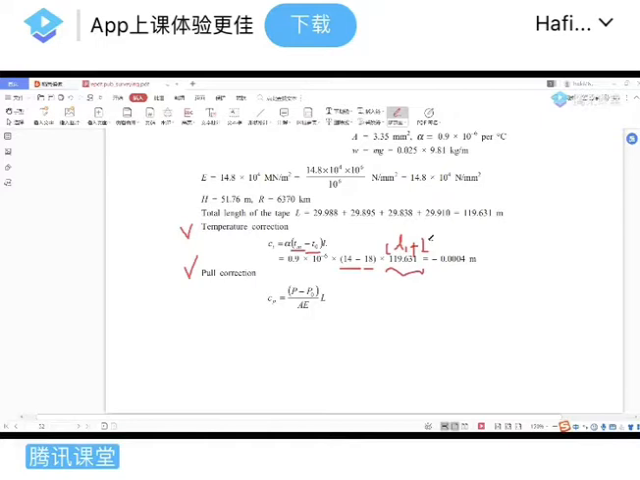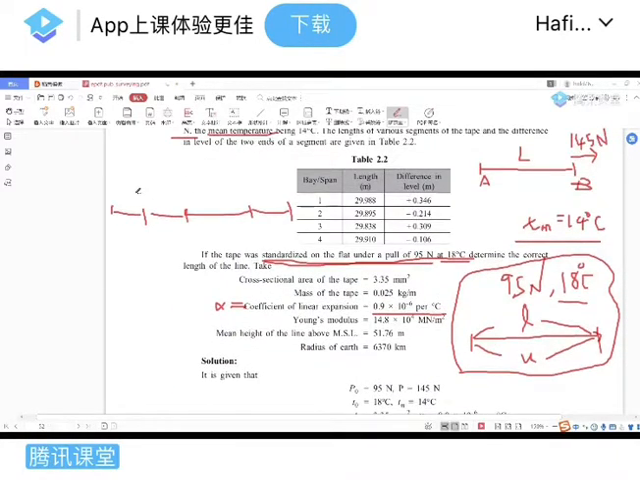I better write to be consistent with the previous example. I better write this one. So L1 is this one, the nominal measurement in meters, and L2 is over here. L3, L4.